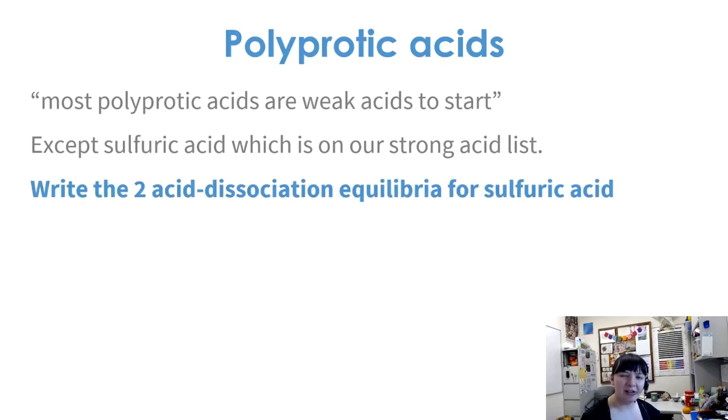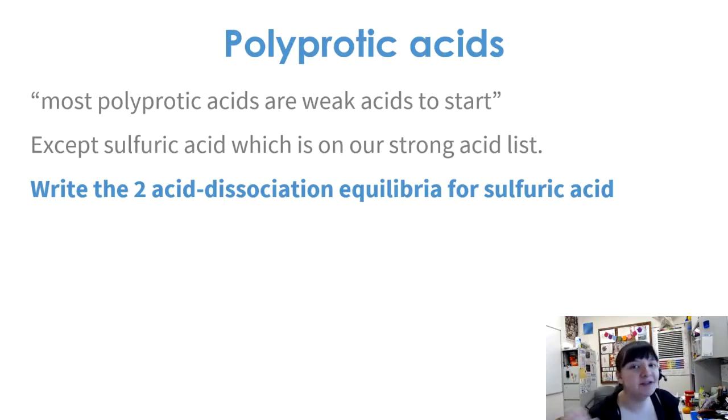So to get us started here, I want you to practice writing out acid dissociation equilibria for a polyprotic acid. For sulfuric acid, it's a diprotic acid, so we expect to see two acid dissociation equilibria for it. Go ahead and write out both of those, both the one for Ka1 and the one for Ka2. You can pause, write that out, and then I'll show you the answers in just a minute.